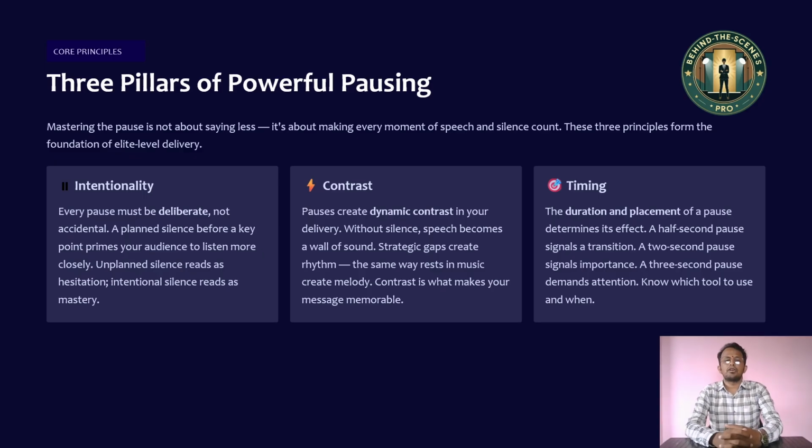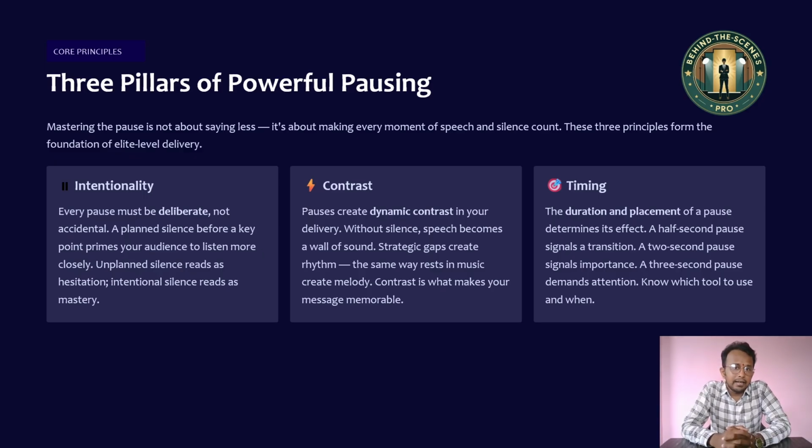The second pillar is contrast. The pauses create dynamic contrast in your delivery. We have seen when I was reading continuously, there was no difference, right? There was the same emphasis on every word, every phrase. If there is no contrast in the emphasis on any word, how do you understand who is the hero of that particular sentence?